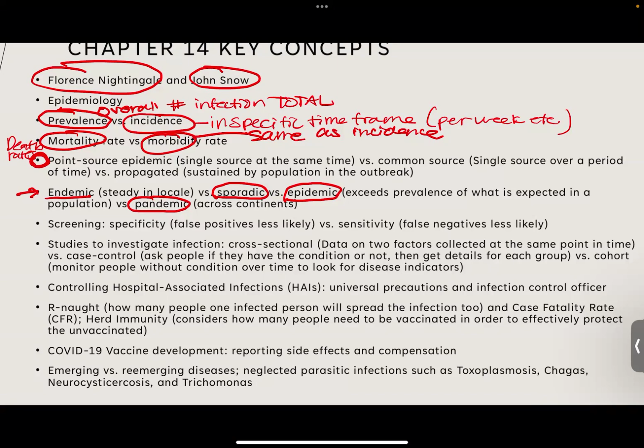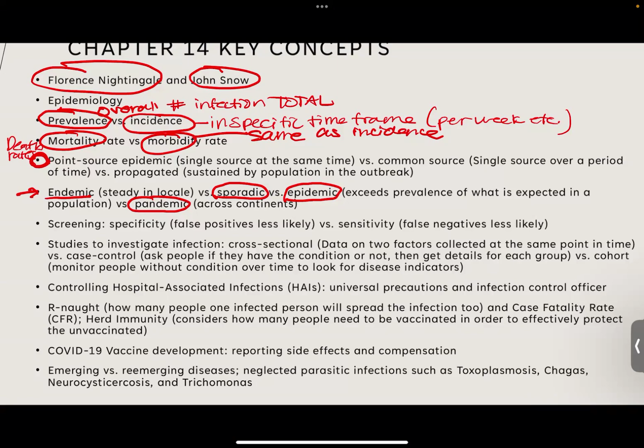Common source. So common source means we're getting it from a common source, but not at the same point. So if you know the three terms, which were point source, common source, or propagated, you should be able to figure out what each one is. So common source, it comes from a common source, whereas point source, it came at a single point. Okay. So common source, this was like our cholera outbreak with John Snow. People were getting sick over weeks. They didn't all contact that one water source at the same time, at one point in time. It's not a point source.